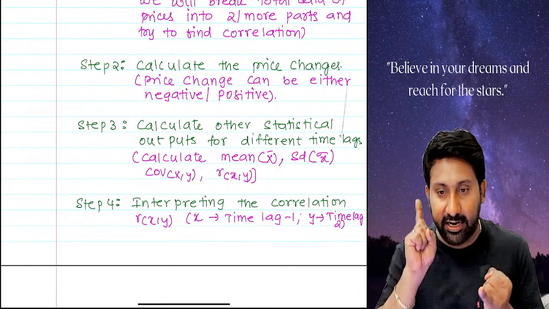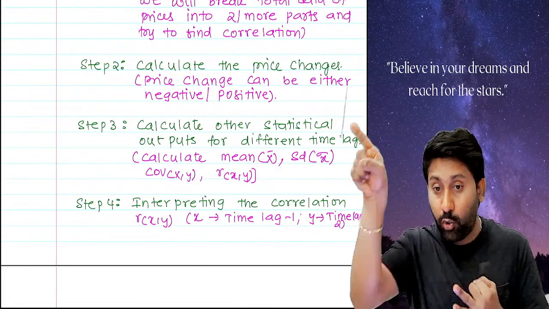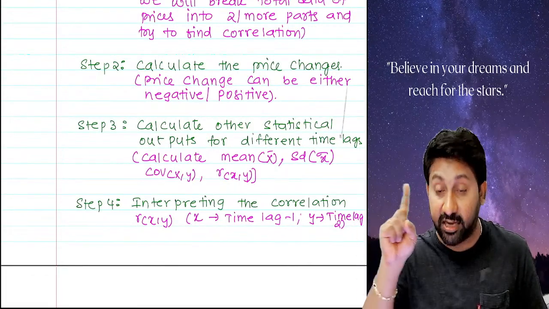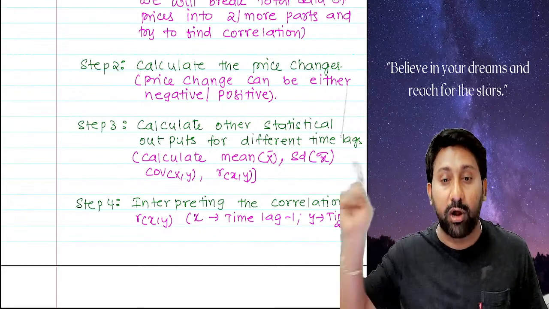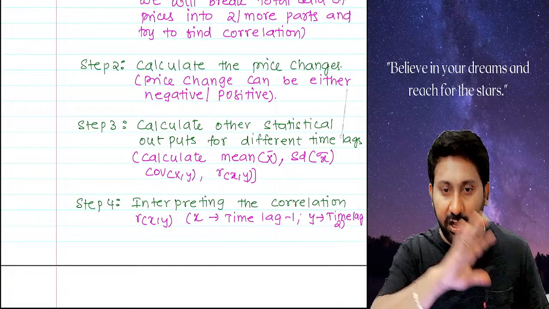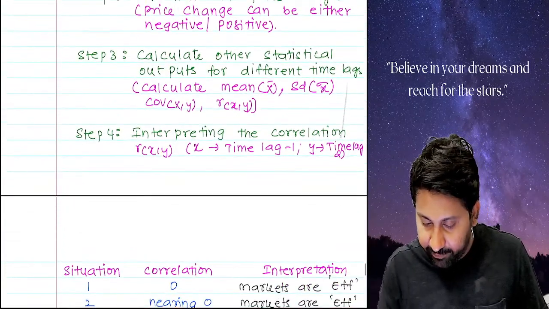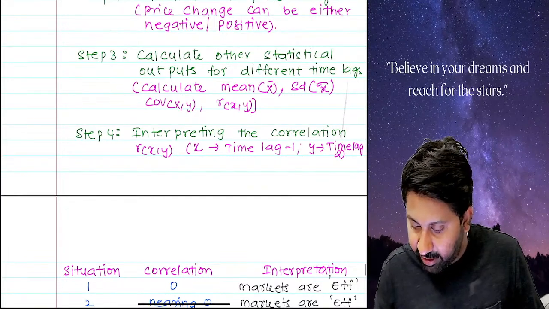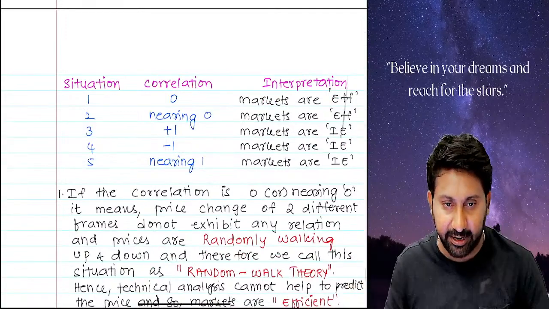Next, calculate other statistical outputs. We need to calculate the mean, sigma x by n; the standard deviation, root of sigma (x minus x bar) whole square divided by n; the covariance, sigma (x minus x bar)(y minus y bar) divided by n; and the correlation, rxy equal to covariance of xy divided by sigma x into sigma y. All these calculations we have to do. Then interpreting the correlation rxy, with x as time lag 1 and y as time lag 2.